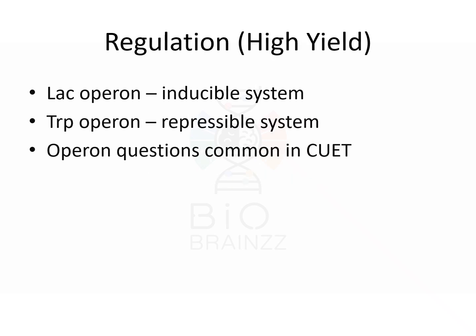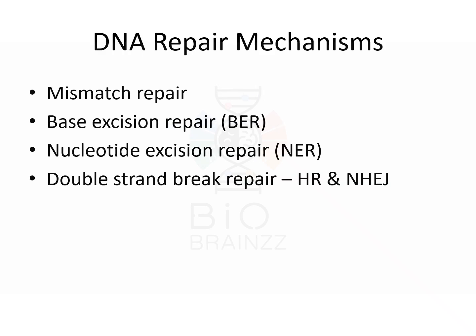Gene regulation. High yield topic in CUET PG. Cells control gene expression using regulatory systems. The lac operon is activated when lactose is present, while the trp operon is turned off when tryptophan is abundant. These systems help organisms respond to environmental changes.